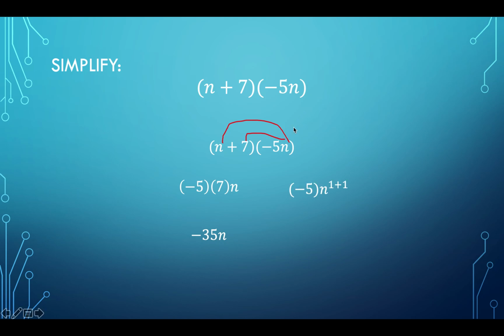And then we're going to do negative 5n times n. So negative 5 times 1 times n to the 1 plus 1. So we're left with negative 5n squared. Now we got to remember this isn't in standard form. So we got to put it in standard form. And our final answer would be negative 5n squared minus 35n.